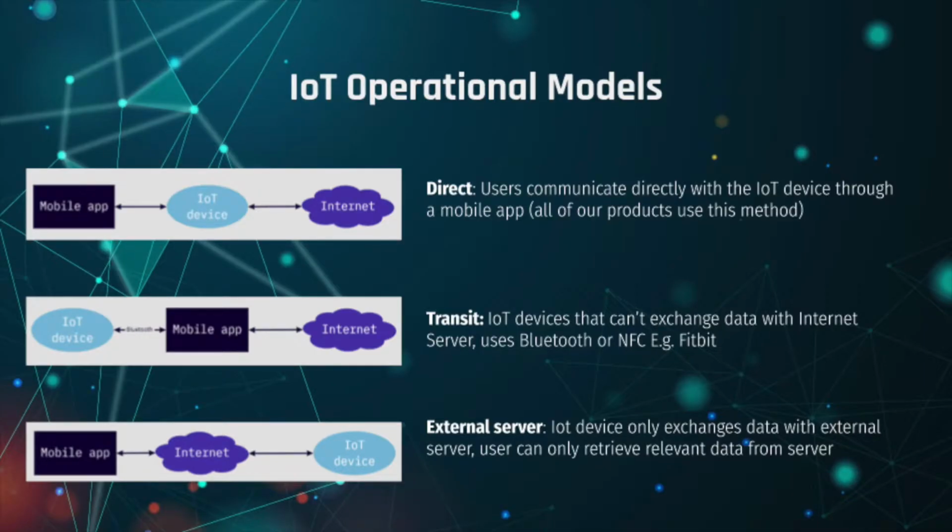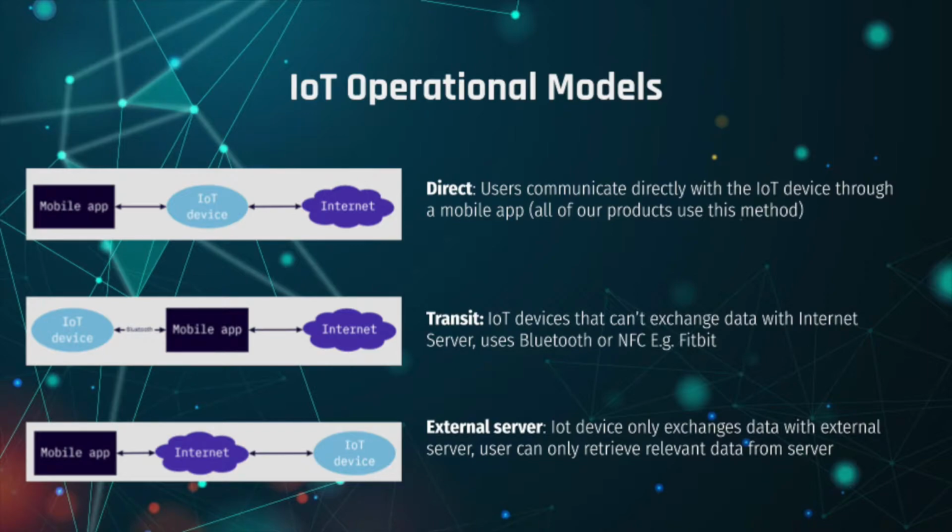IoT stands for Internet of Things, and as we explore smart home IoT product protocols, we need to understand how these IoT products connect with the Internet. This is where we come to the IoT operational models. There are three main models on how IoT products can connect with the Internet. The most common model is the direct model, and this is what all of our products that we mentioned use. This is where users communicate directly with the IoT device through a mobile app.